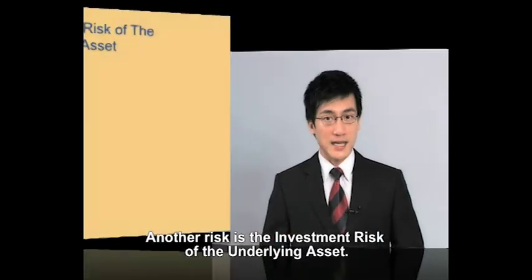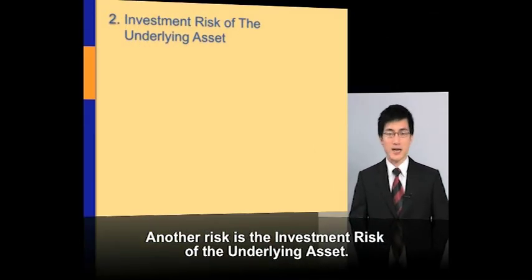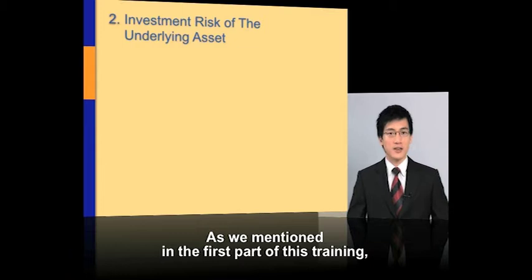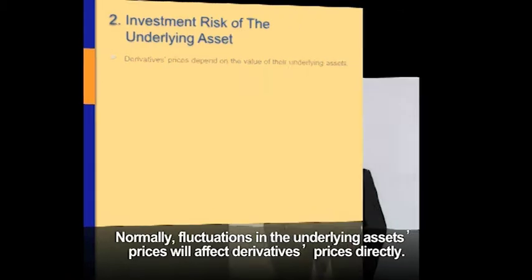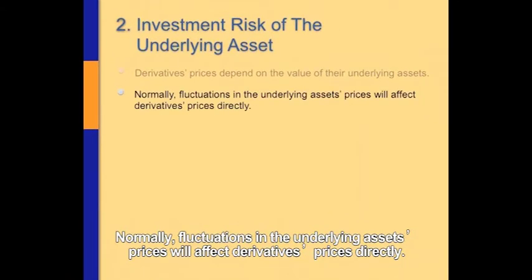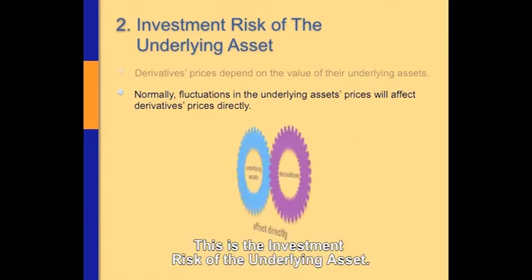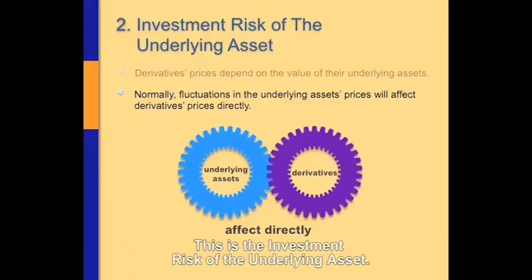Another risk is the investment risk of the underlying asset. As we mentioned in the first part of this training, derivatives prices depend on the value of their underlying assets. Normally, fluctuations in the underlying assets' prices will affect derivatives prices directly. This is the investment risk of the underlying asset.